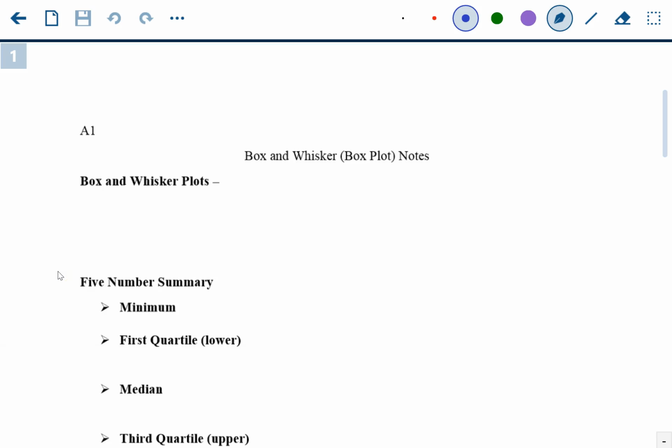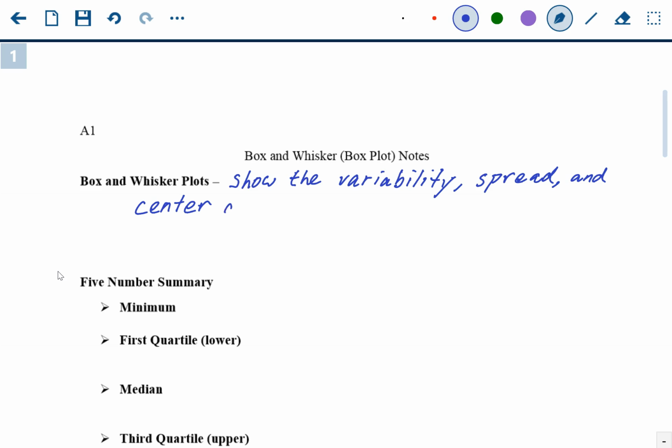Okay, so we're starting box and whisker plots, also called box plots. What box and whisker plots show is the variability, which means how much change there is between data, the spread, how spread apart the data is, and the center of your data set. Center meaning middle, and in this case the median of your data. And it's always graphed along a number line. So you're going to have a box plot, and then underneath you have a number line for reference.